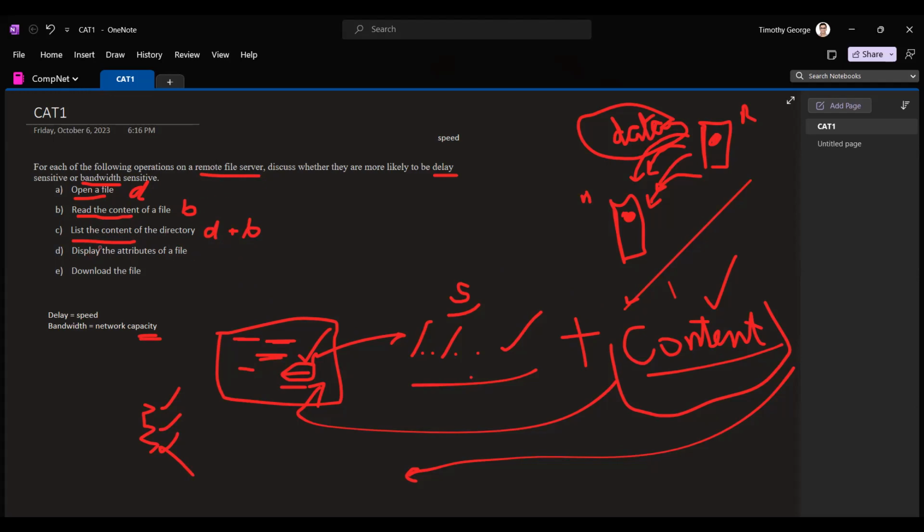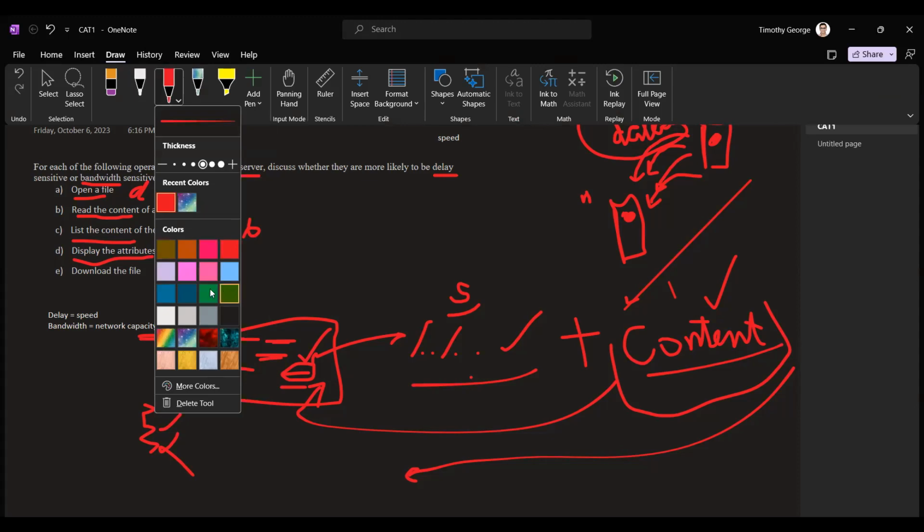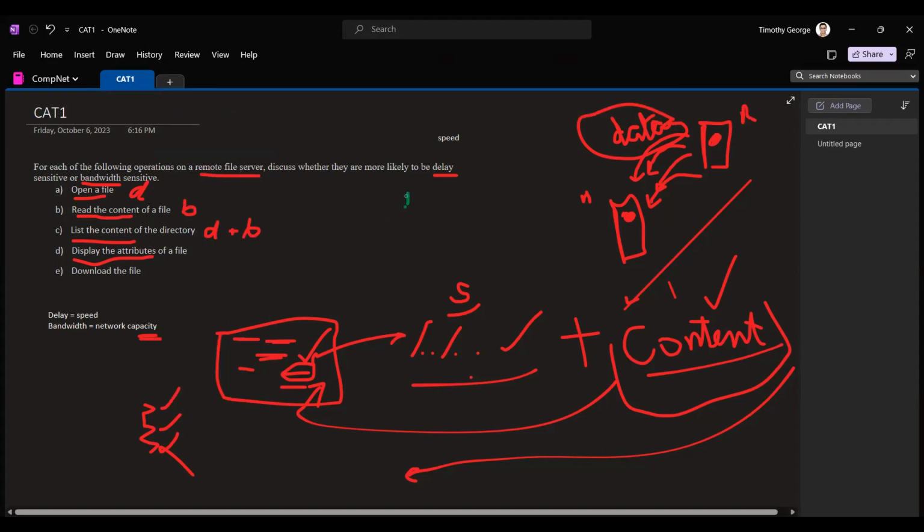The B is display the attributes of a file. Now, what are the attributes of a file? What does it mean when you say attributes of a file? If you use Linux, you would know you can see attributes like permissions. You're going to see attributes like storage, how much space the file takes. You're going to see where the location is.